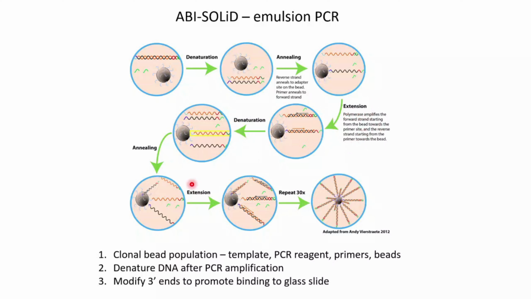And basically you repeat that nonstop until you have enough signal. So clonal bead population just refers to one bead that has the same clones attached to it multiple times. Obviously you have your water droplet, which contains the template, one single template, which is amplified through emulsion PCR, primers, beads, all that stuff.